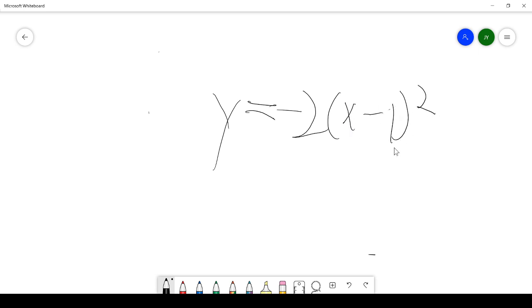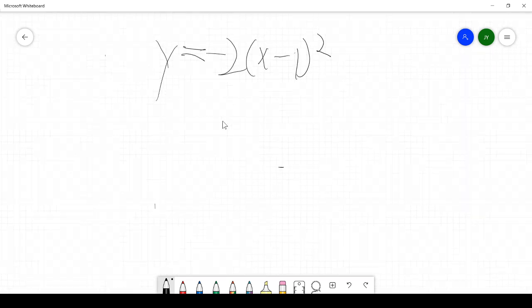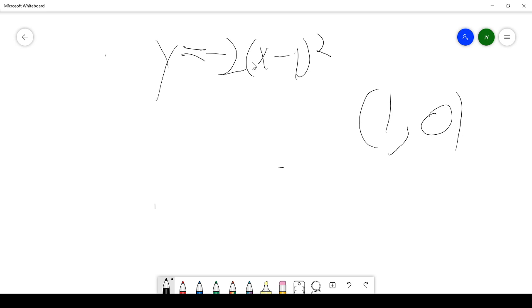Let's try some problems about this then. Let's first start by graphing some parabolas. So let's say we get a random parabola, y equals negative 2 times (x minus 1) squared. Let's try graphing this. Before doing anything, figure out the vertex. The vertex of this will be at 1, comma 0. We know this because this is x minus 1, and h is 1, making it negative 1 here.